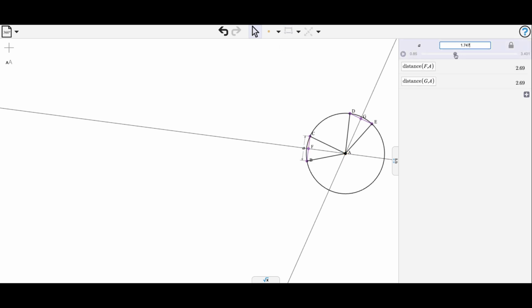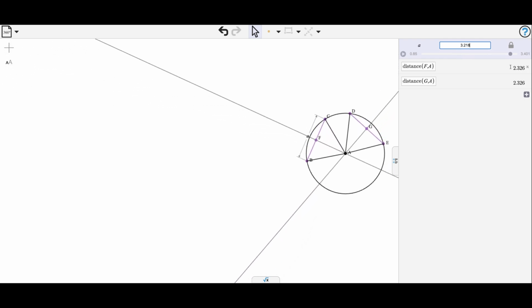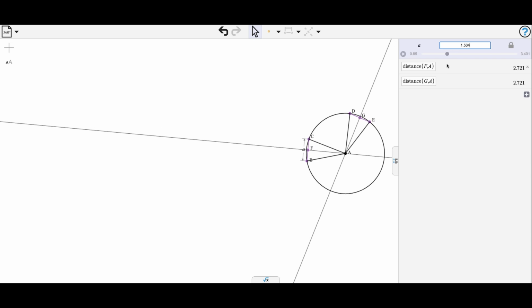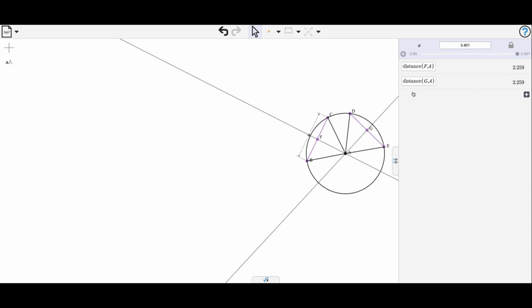Even as we change the length of these chords, you can see in the animation here, these chords remain equidistant from the center of the circle. Let's do that one more time for good measure.